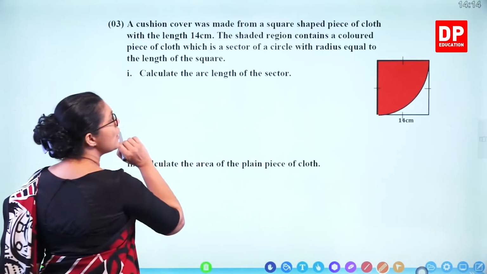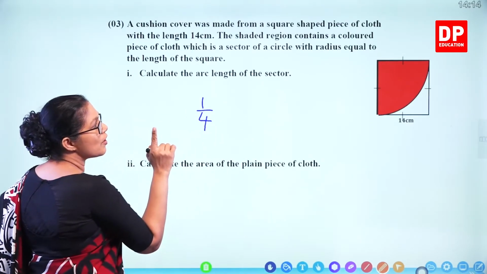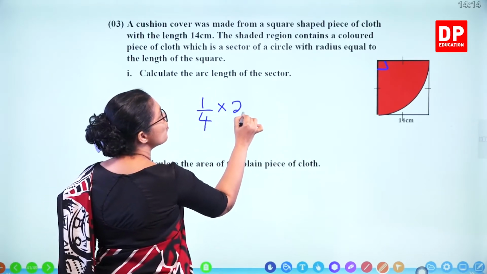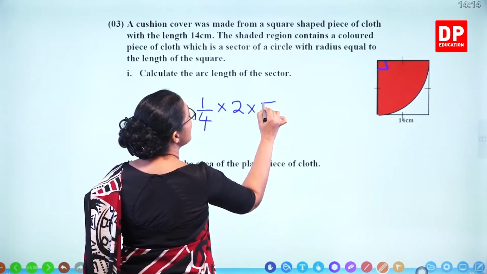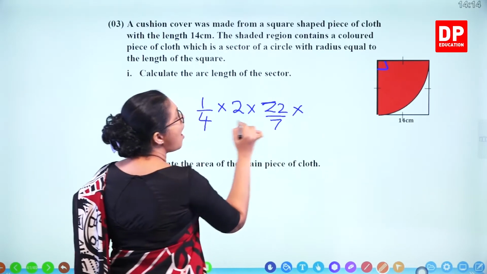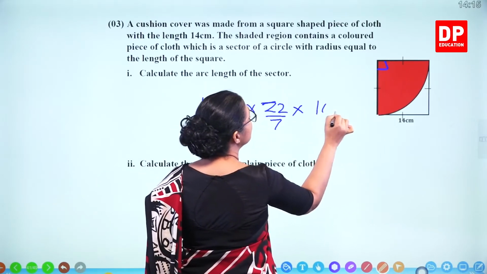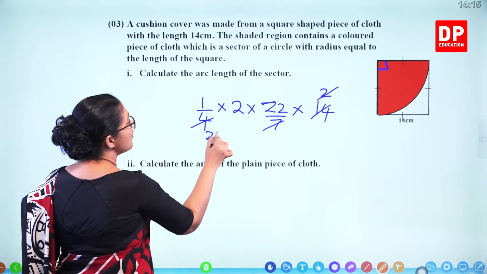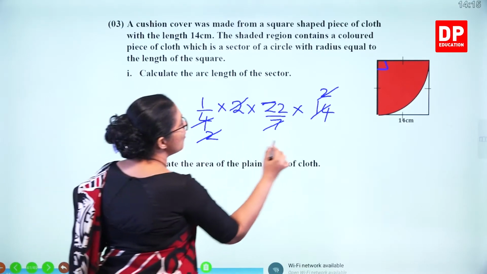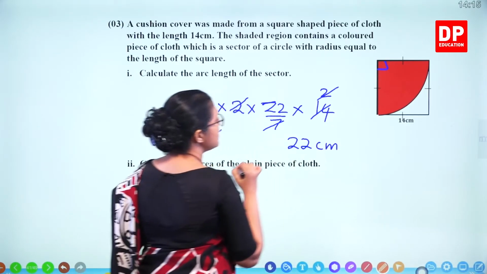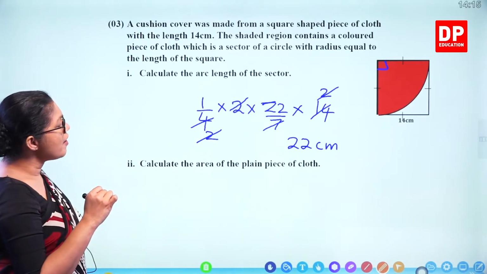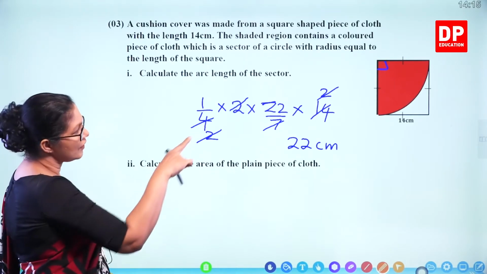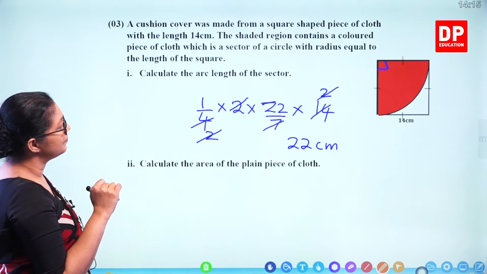Arc length. So what's the formula? So this is 1/4 because quarter of a circle. 1/4 2 pi. Pi means you can take 22 over 7. R radius is 14. So 7 times 2. 2 times 2, 4. This 2 get cancelled out with this 2. Finally, you get 22 centimeters. Calculate the area of the plain piece of cloth. So the remaining part.